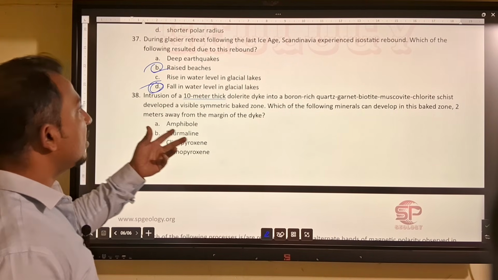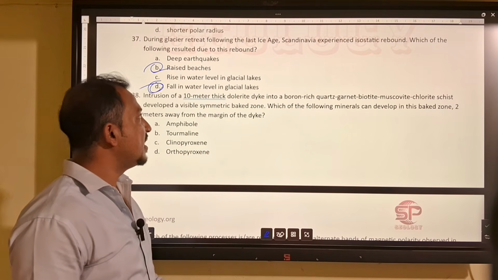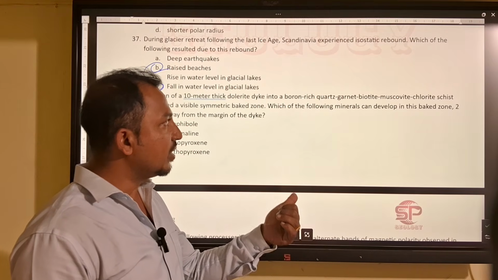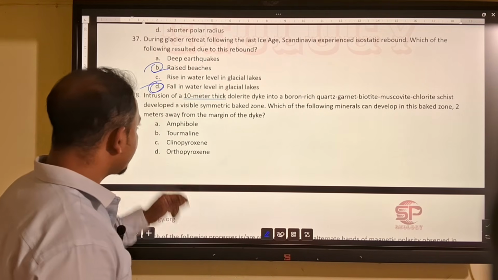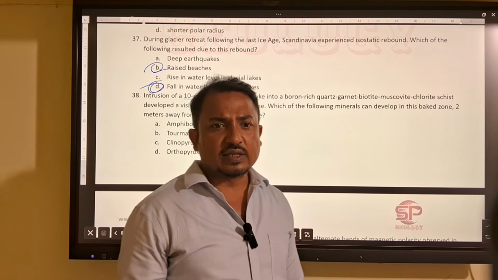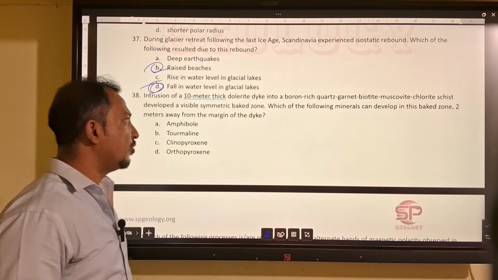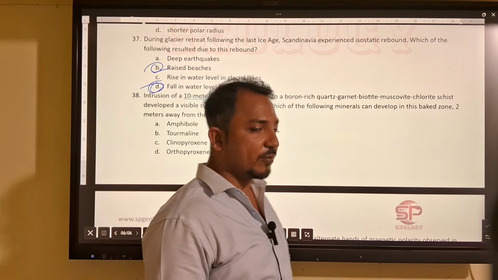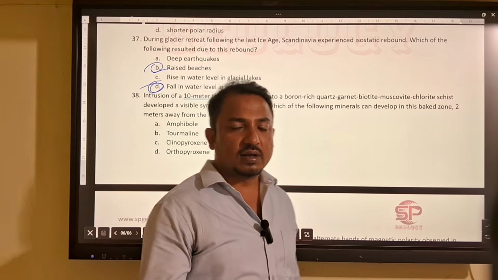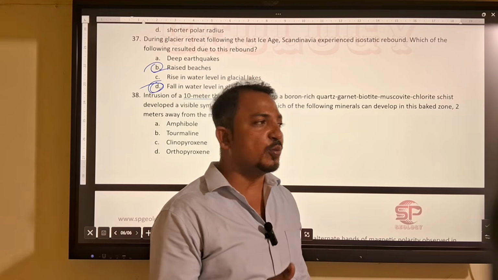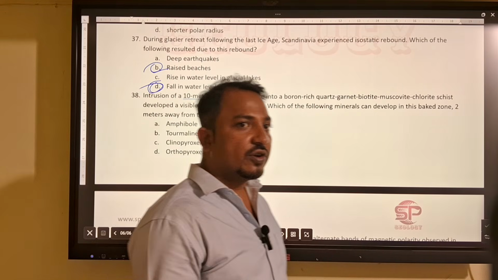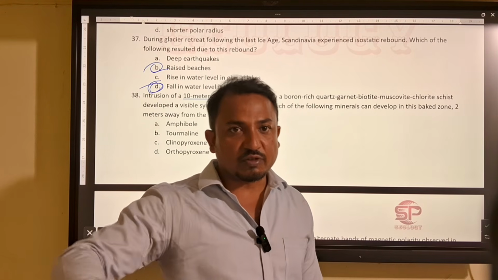Then comes another question. Intrusion of a 10-meter thick dolerite dike into boron rich quartz granite biotite muscovite chlorite schist developed a visible symmetric baked zone. Baked zone means contact nodules. Which of the following minerals can develop in this baked zone? Two meters away from the margin. Two meters is simple. Even for confusion, two meters means it is within the contact nodule zone. That means that intrusion is still affecting that much area.